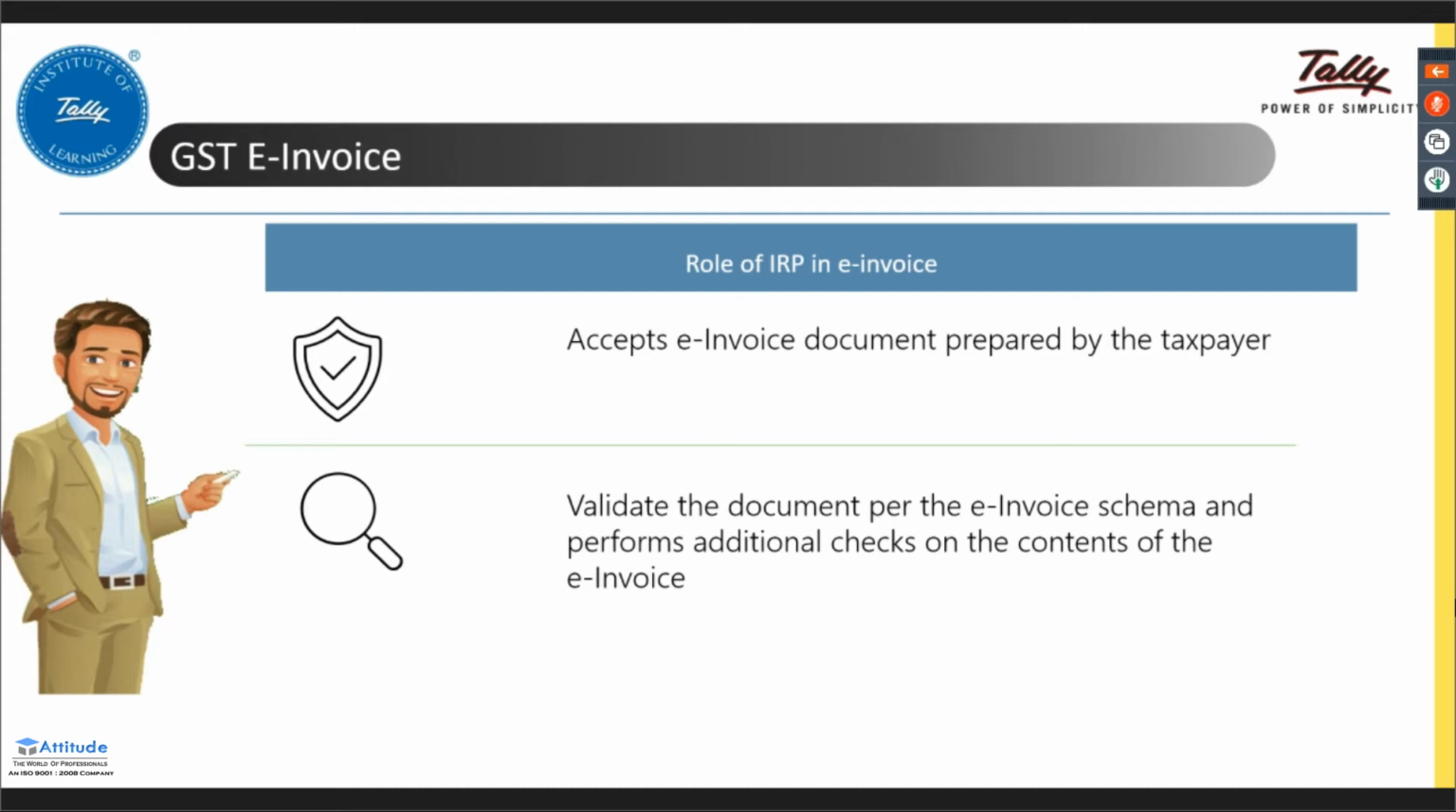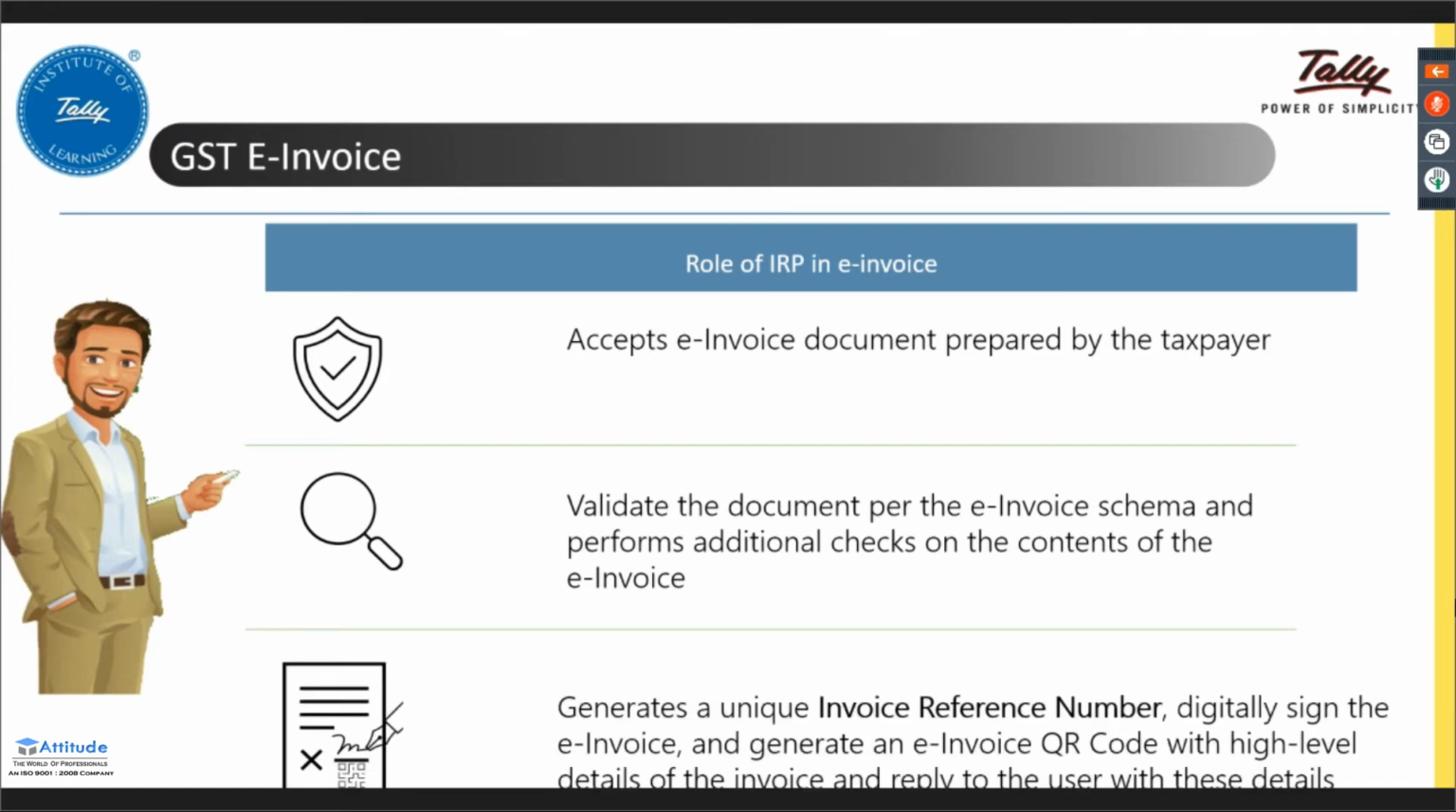Once after recognizing the invoice as a standard format, after following the additional checks, only then will it consider it as an e-invoice and generate a unique invoice reference number, that is IRN, which is digitally signed with the e-invoice, and generate a QR code with a high level of details of the invoice. The IRP will reply to the user with the required details. So this is what the IRP does in case of e-invoicing.